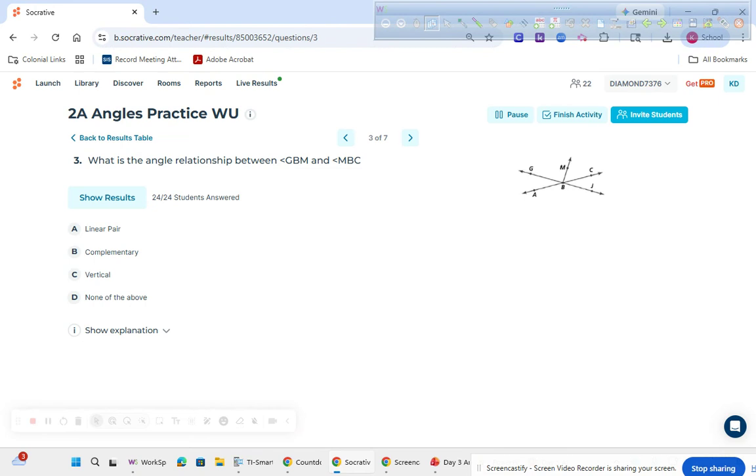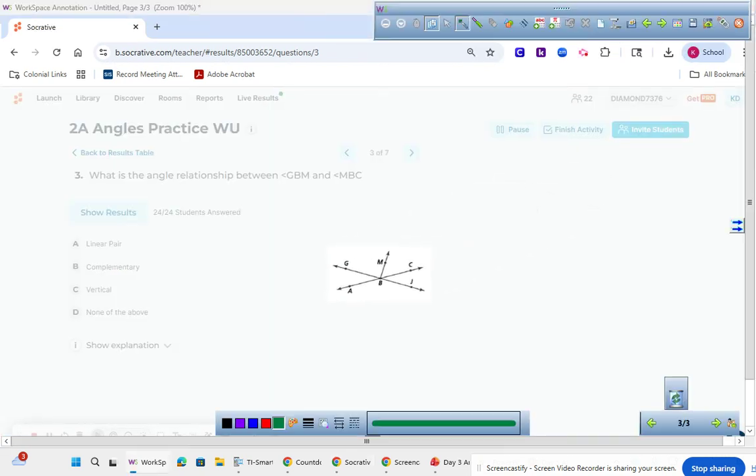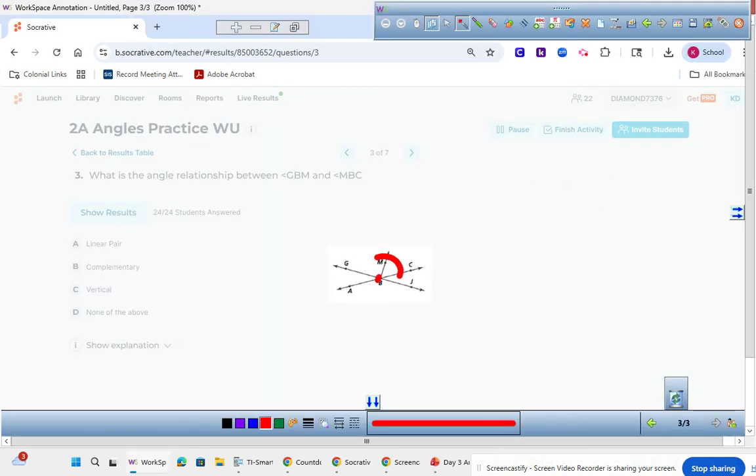Yeah, all right, so same picture. I'm going to do the same thing. I'm going to make my pizza. And then my first angle is GBM. And my second angle is MBC. I could see why some of you would choose linear pair for this one, but it's not quite a linear pair. In order to be a linear pair, I need this little sliver right there too. Do you see that? It's not quite a half circle when you really look at it.